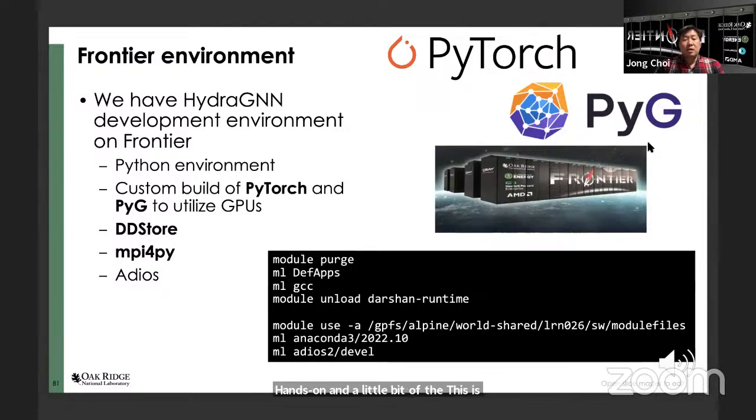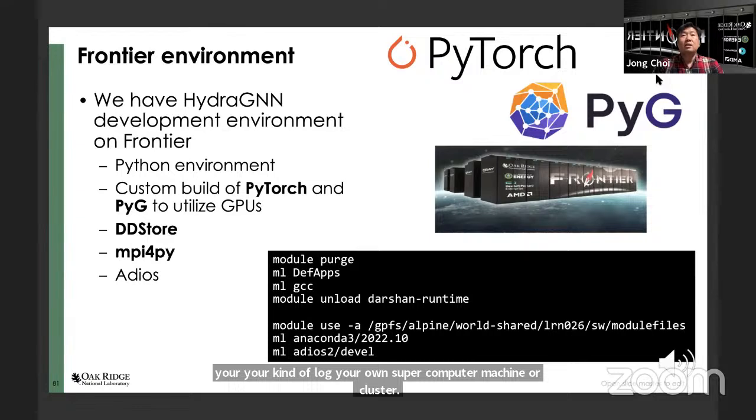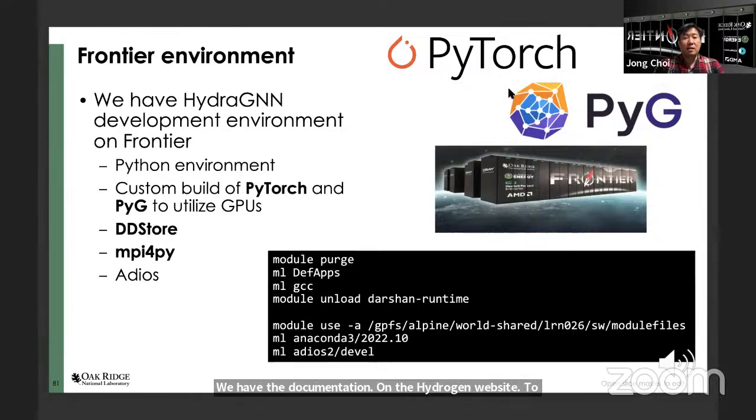But if you can use the Frontier machine, if you have an account, you can utilize our own environment by using those kind of commands. You can use the module command on Frontier and use this command to load our environment to run on the Frontier machine. If you want to set up Hydrogen on your local machine, your own supercomputer or cluster, we have documentation on the Hydrogen website to install the related libraries and set up. If you have any problem, please feel free to contact us. We can help. Next slide.